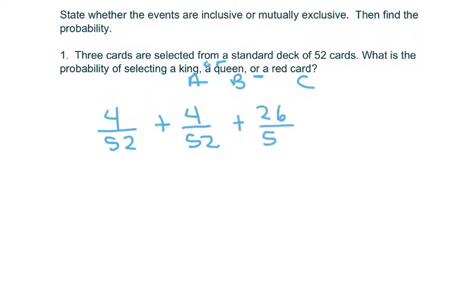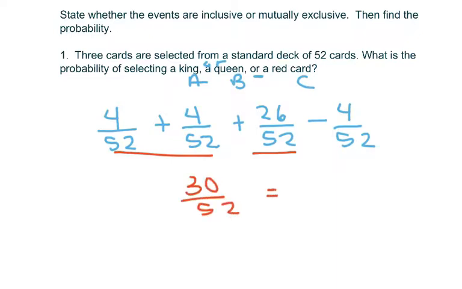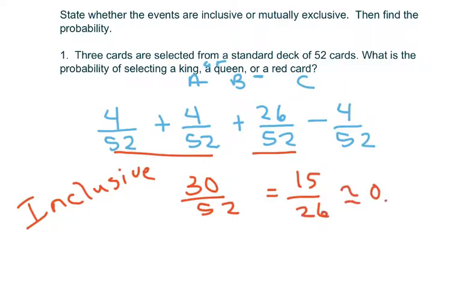Now, do you think this is inclusive or mutually exclusive? Well, we know there are 2 red kings and 2 red queens. So we're counting 4 cards twice, so we have to subtract those out. So this one's inclusive. We included them in this total, so we subtract out the ones we doubled up on. And then what you'll get is 30 over 52, which gives you about 15 over 26, which is approximately 0.577.